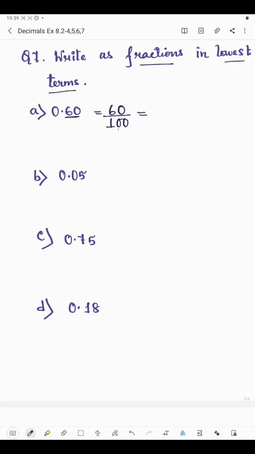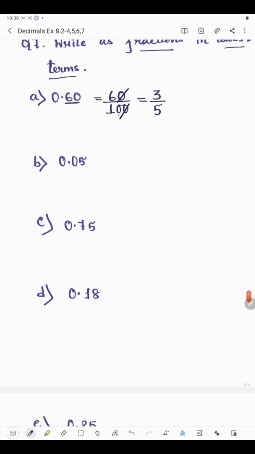Okay, like here we have 60 divided by 100. Now if you cancel zeros, it will become 6 by 10. Now 6 and 10 both come under 2's table. 2 3s are 6, 2 5s are 10. Now 3 comes in its own table and 5 also comes in its own table. So it cannot be divided by the same number. So this is the lowest term. Okay. Now coming to B part.